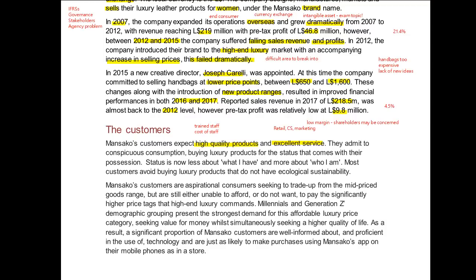Okay, so let's continue. So they admit to conspicuous consumption. What that means is these customers are buying things for the image or for the status that comes with that possession, as it says in the rest of that paragraph. They're buying it because of the luxury and the name and the brand. They admit to that, and so there's no shame in that kind of consumption here.